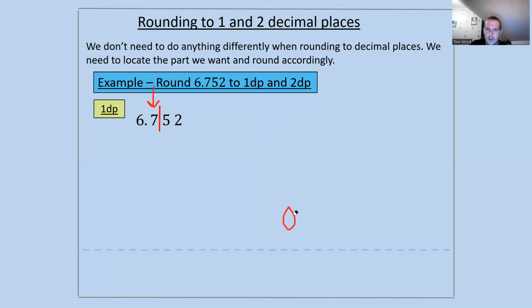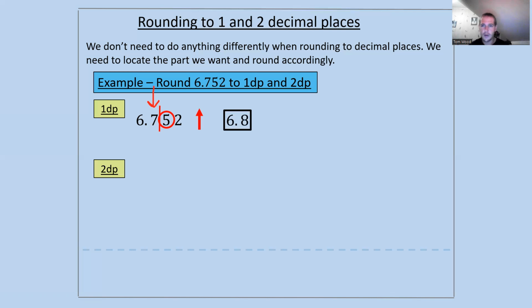So in this case here, what we're going to be looking at is the next number along, which is the 5. We're not going to look at any other numbers. This number could have 50 numbers after it. Doesn't matter. I'm not going to look all the way to the end. It is a waste of time. I'm simplifying it. So I've got 6.75. The 5 is 5 or higher. So that will make the 7 round up to 6.8.